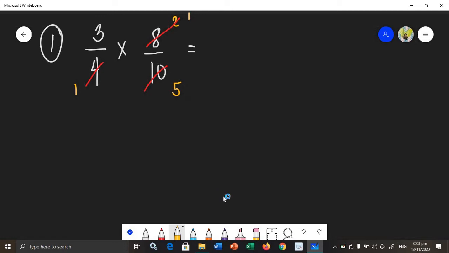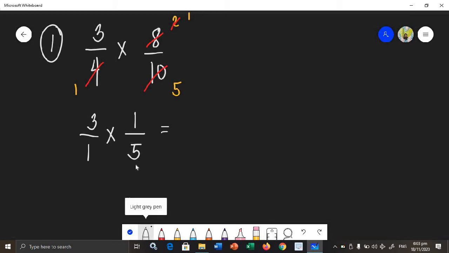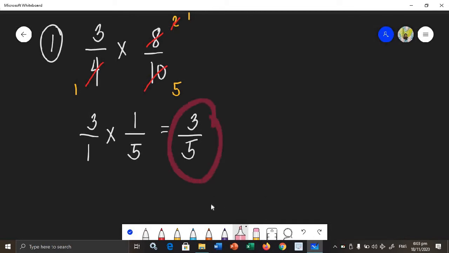Is there anything that we can still cancel out? Wala na. Ang natira na lang is, I'm going to rewrite the given right after cancellation. 3 over 4 will become 1, times 8 will become 1 also, and 10 will become 5. So, this is the remaining numbers after using the cancellation method. Right after mo ma-cancel yung mga may common factors pa, multiply the numerators and denominators to find the product. In this example, 3 times 1 is 3 and 1 times 5 is 5. Therefore, the product of example number 1 is 3 over 5.